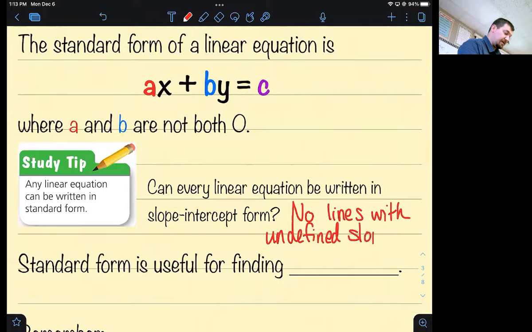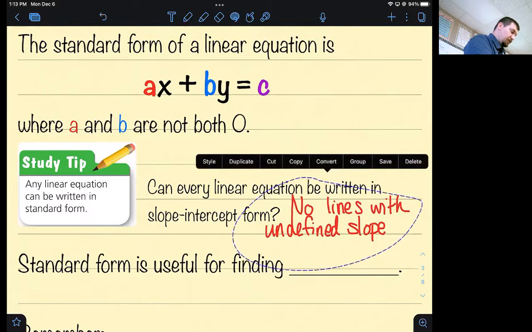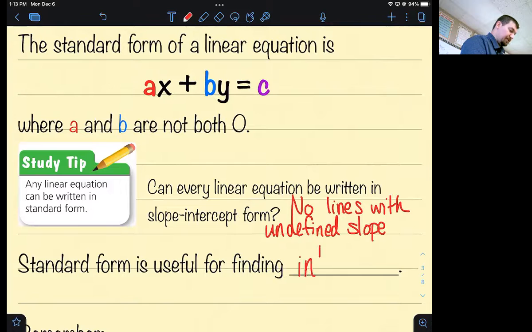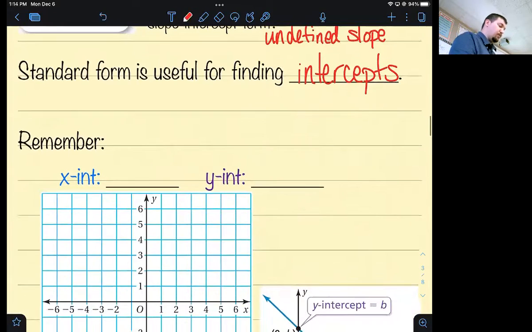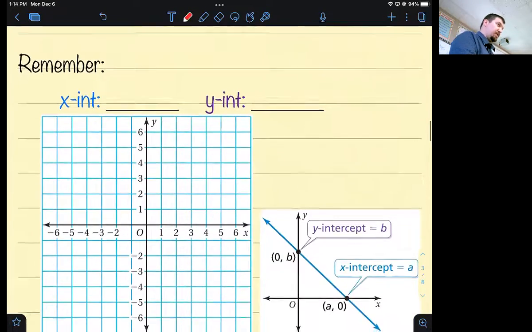Those lines exist. Heck, they even have equations, but we have to start them with x. Well, standard form doesn't worry about that. Standard form is useful for finding intercepts. So you're familiar with the y-intercept. Now we're going to be finding the y and the x-intercept. Remember, we did this in a section not too long ago.